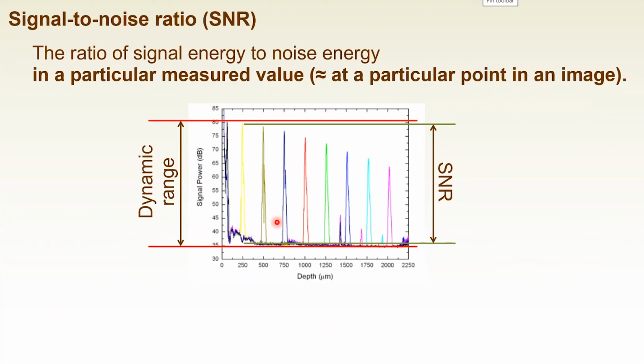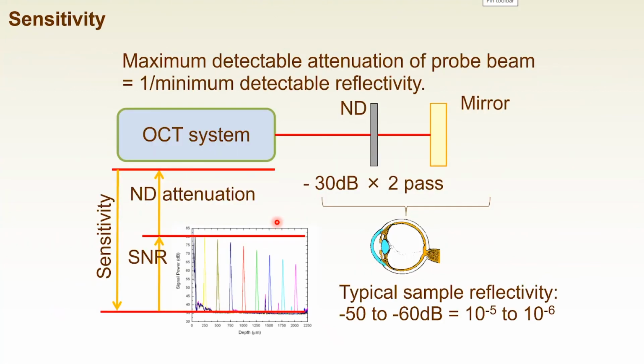Okay, and now the signal to noise ratio is particularly important to think about the sensitivity. Then the sensitivity, finally. Let me start from the definition of the sensitivity. The sensitivity is defined as the maximum detectable attenuation of the probe beam, okay, meaning 1 over the minimum detectable reflectivity.